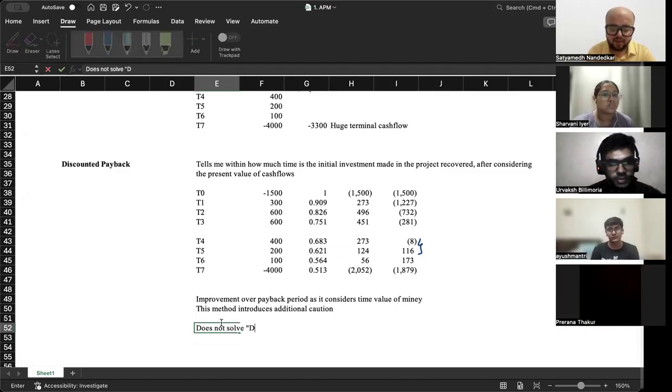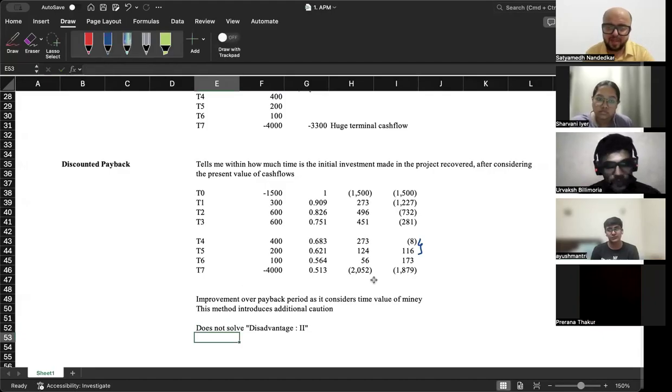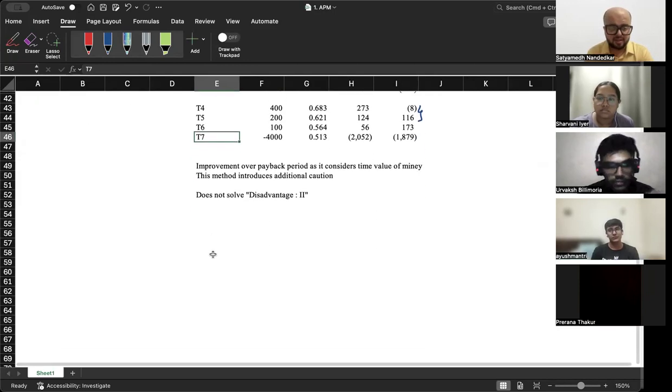What is the second disadvantage? That this method basically ignores cash flows that take place after the payback period. Like this huge negative cash flow that took place after T7, somewhere this method does not take this into consideration. It is happy with the fact that payback happens between year 4 and year 5. And it simply ignores whatever events might occur after this date.